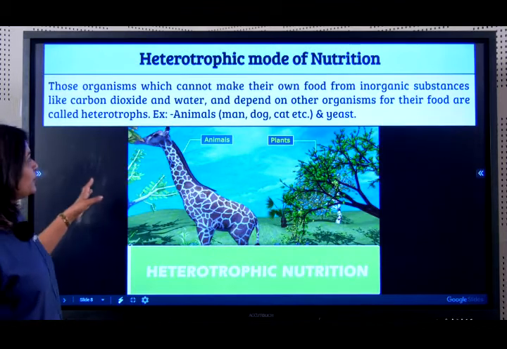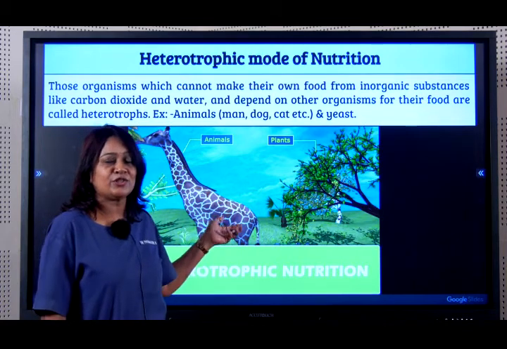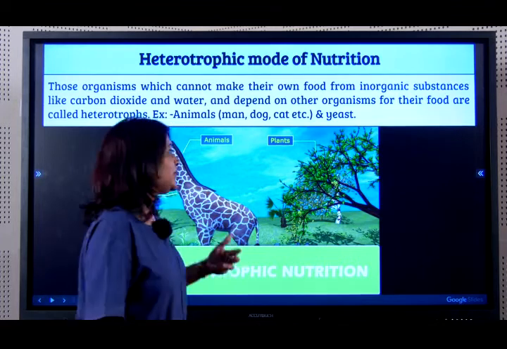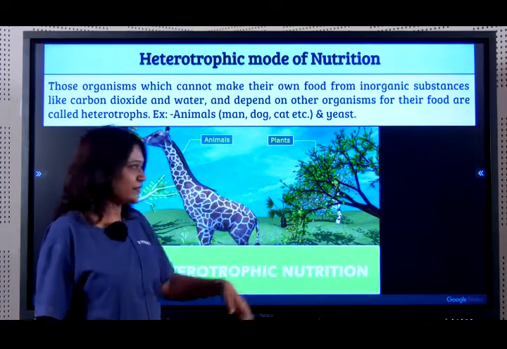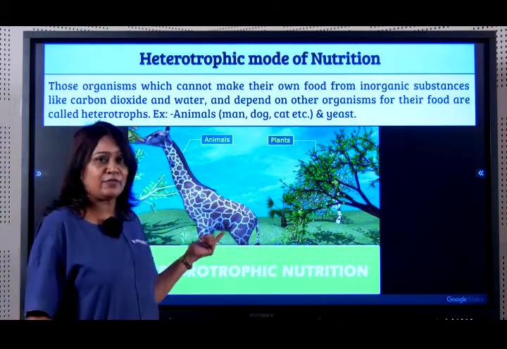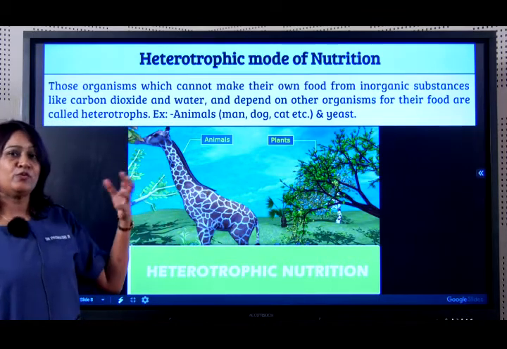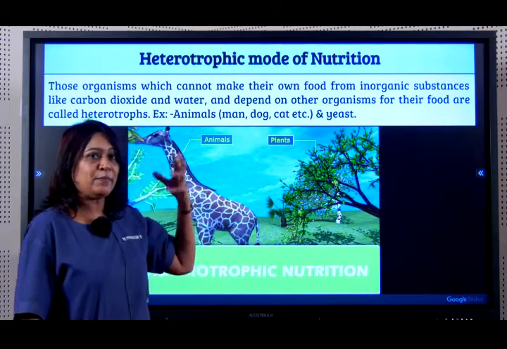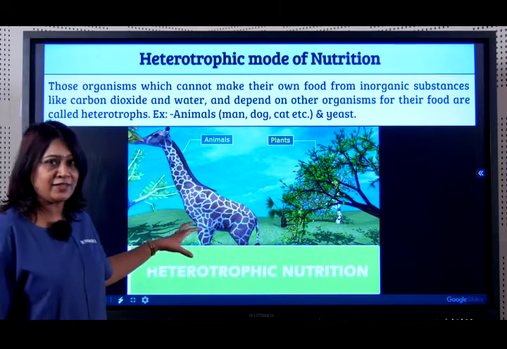Now you have another kind of nutrition, the heterotrophic kind of nutrition, and this is what we all have. That means human beings as well as most of the other animals like your dogs, cats, etc. Can I make my food from water? Can I make it from carbon dioxide? No, I can't. So what do I have to do? I have to take in food from outside, which is usually some kind of complex food, and then break it down through my digestive system and then convert it into energy and utilize it.